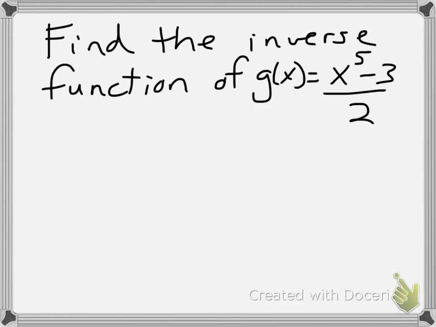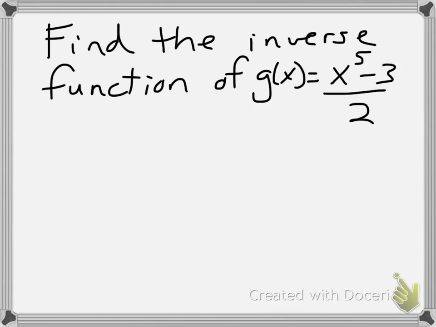Hello everyone. In this video I'm going to look at finding the inverse function of the function g of x is equal to x to the fifth minus 3 over 2. To solve a problem like this, I'll be following a certain sequence, and I'll try to point out where the steps are interchangeable. In other words, some of the steps that I use for this process can be done in different orders. So let me start.